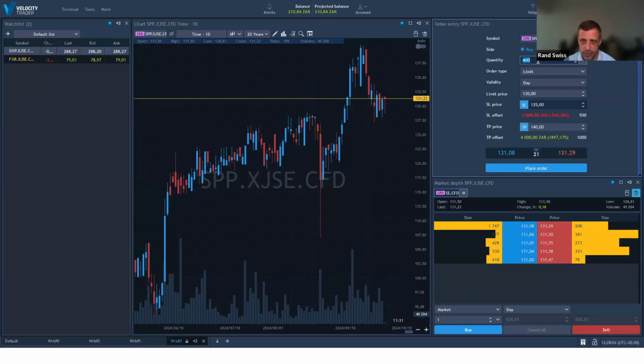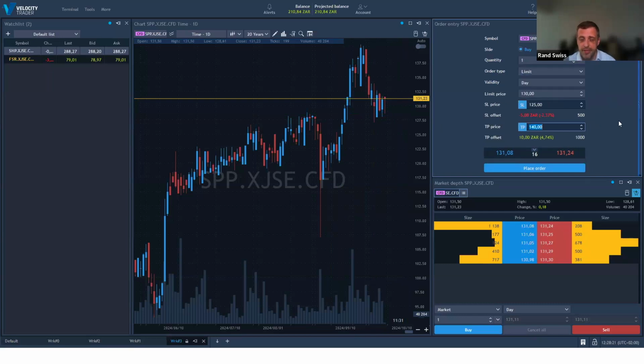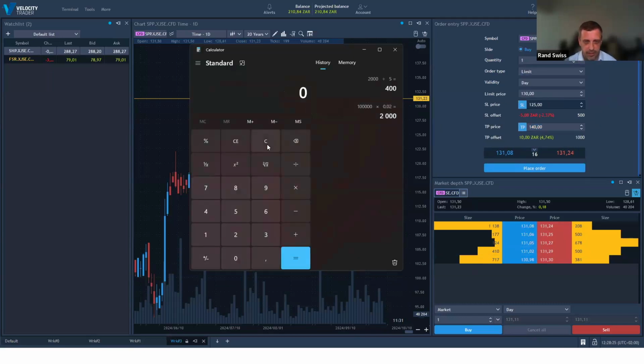So what you do is leave quantity at 1 at first, enter your limit price, or we can even do market. If you want to do a market order there, now the risk is a bit more because remember we're going at 131 and not 130. Doesn't matter. You choose your option. Then you pull up the calculator, you take your balance.